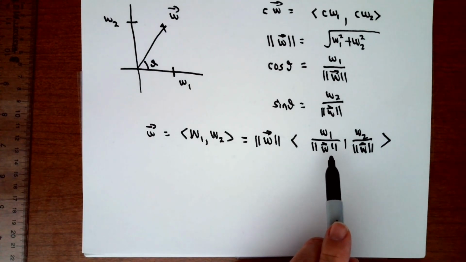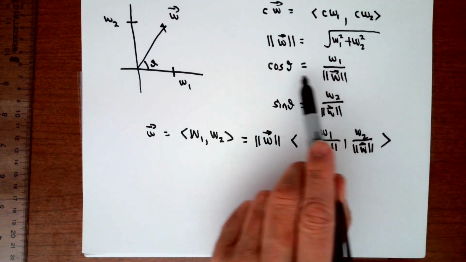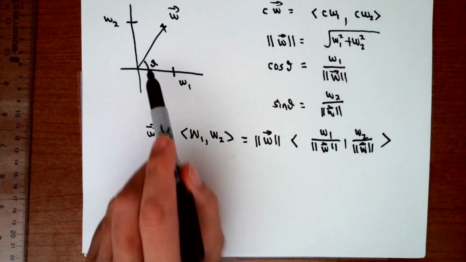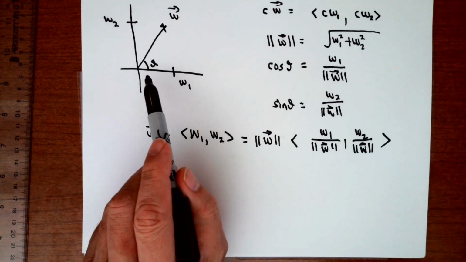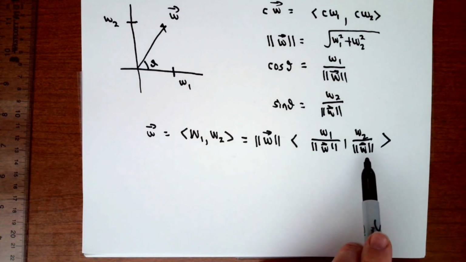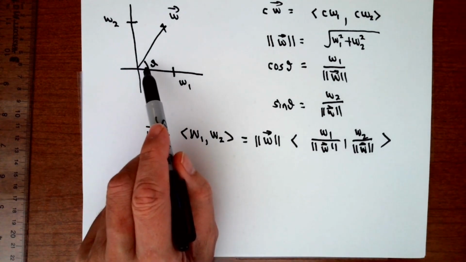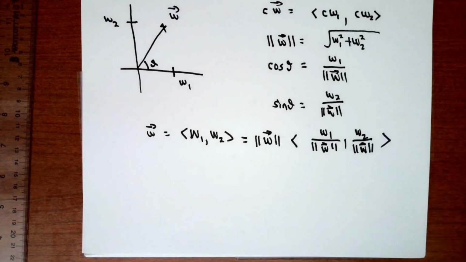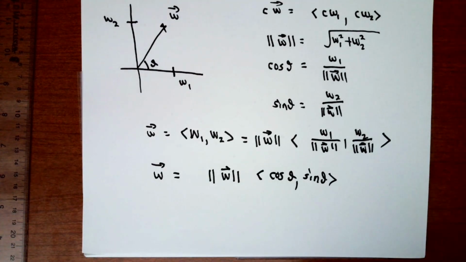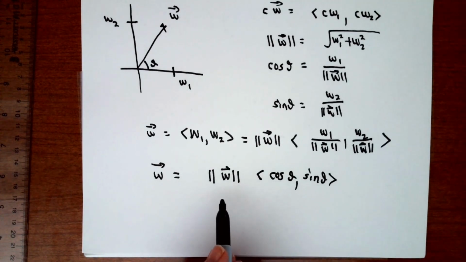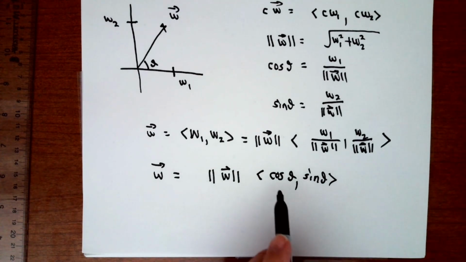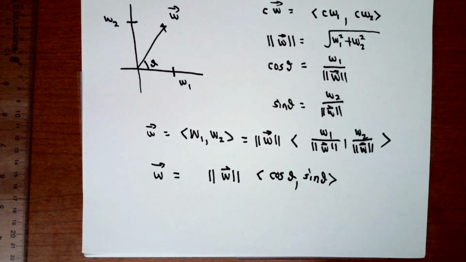w1 divided by the length of w is the cosine of the angle that the vector makes with the positive x-axis. w2 over the length of w is the sine of that angle. If w isn't the zero vector, then I can write w as a number, the length of w, times a vector whose entries or components are the cosine of theta and sine of theta.